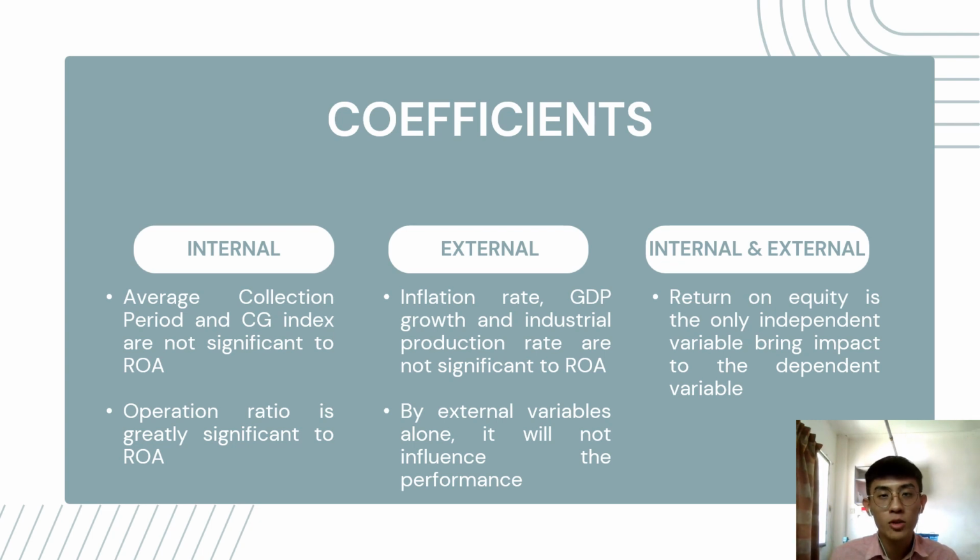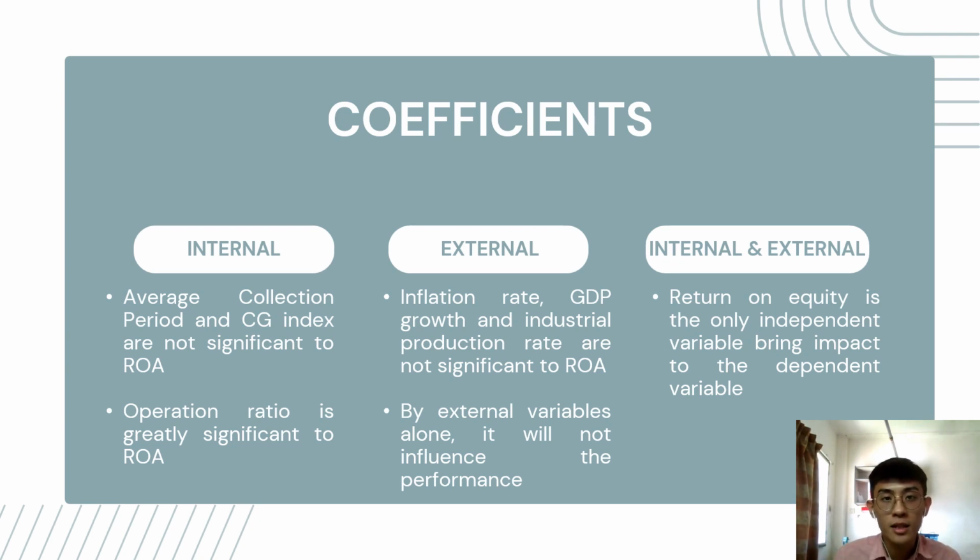Coefficients in the internal model: average collection period and CG index are not significant to ROA, while operation ratio is greatly significant to ROA. In the external model, inflation rate, GDP growth, and industrial production rate are not significant to ROA. To conclude, the external variables alone will not influence the performance. In the internal and external model, return on equity, ROE, is the only independent variable that brings impact to the dependent variable.